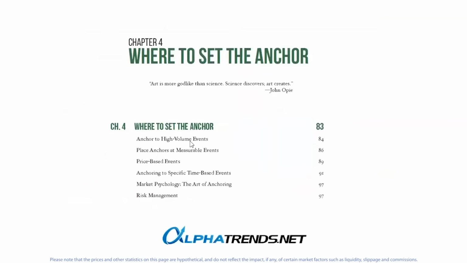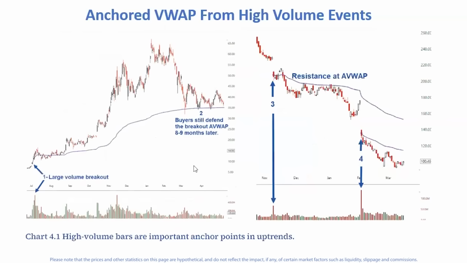So where to set the anchor? Like it says here, high volume events, measurable events. I don't even know what I meant there. So high volume events, big volume breakouts, big volume breakdowns. Oftentimes, the big ones like this, and you can tell right here. Anyone know what happened to this stock at number 3 and 4? Make an educated guess. Earnings, yeah.